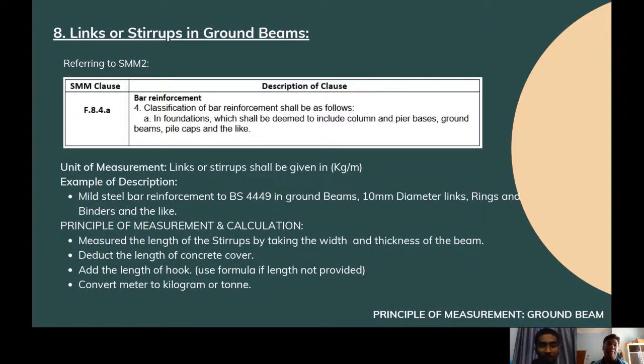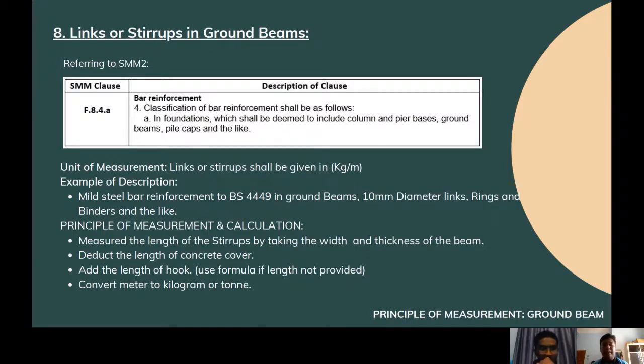Usually the clause is F.8.4.A. So the unit of measurement for the link or stirrup shall be given in kilogram per meter. An example of the description is mild steel bar reinforcement to BS 4449 in ground beam, 10 mm diameter link, ring and binder and the like. It is the same as the reinforcement bar. It needs to be classified by each of its own diameters, which are 10, 12, 16 and others.